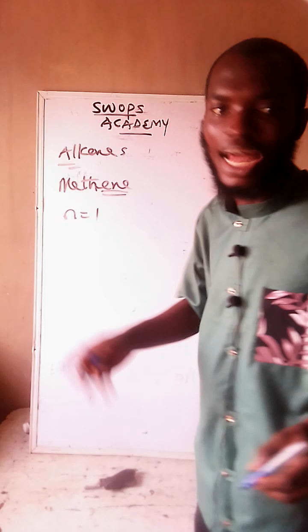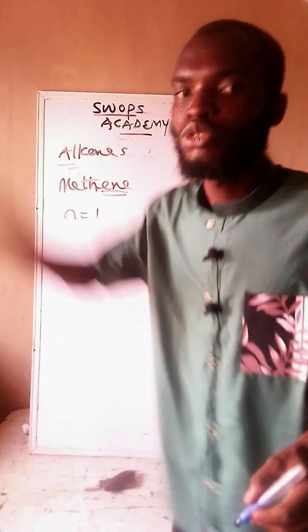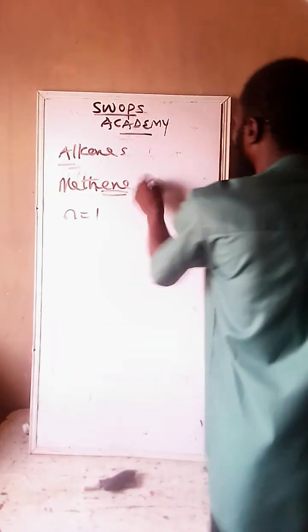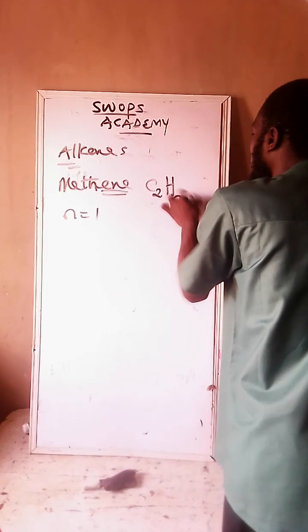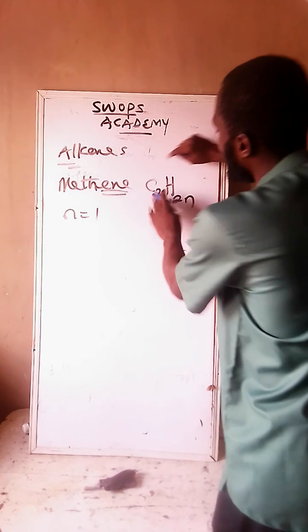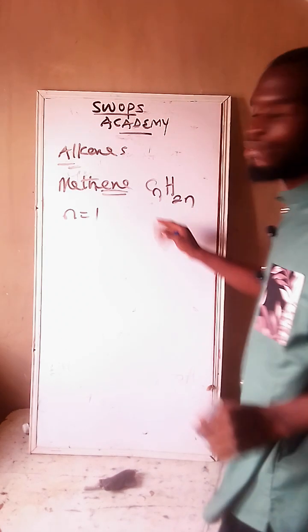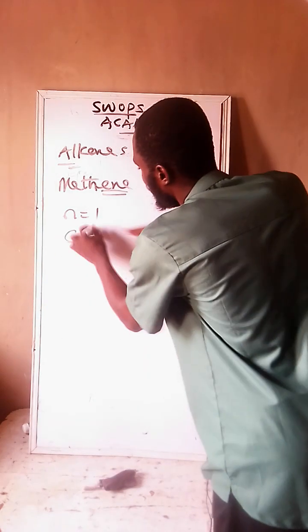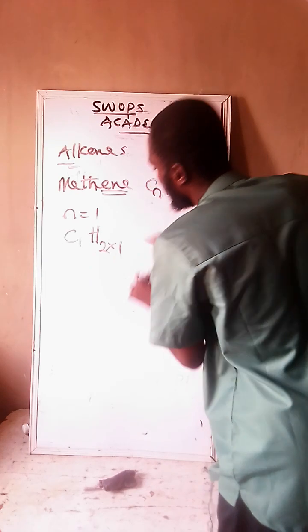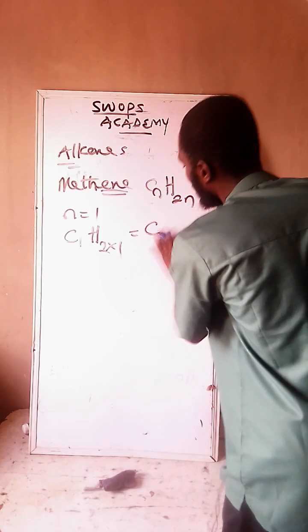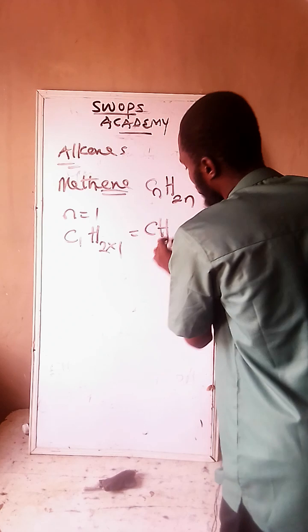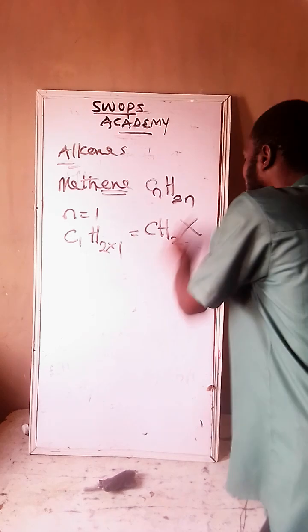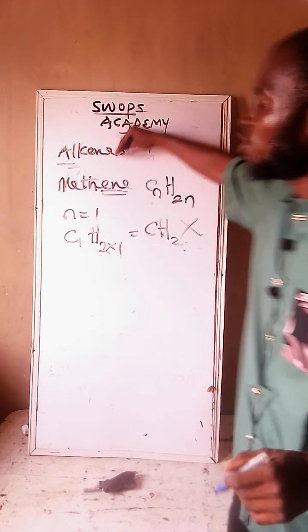It has the general formula CnH2n. That is the general formula. Wherever I'm seeing N, what will I be putting? 1. So this will now be 1, 2 times 1. This will now be CH2. This is methene, but we don't have anything like this in organic chemistry for this family.